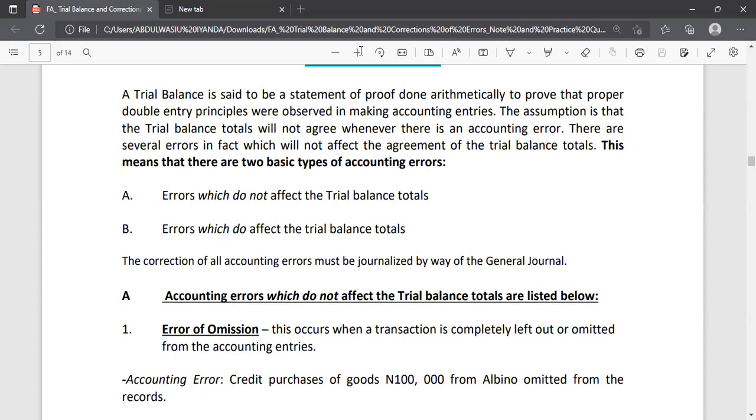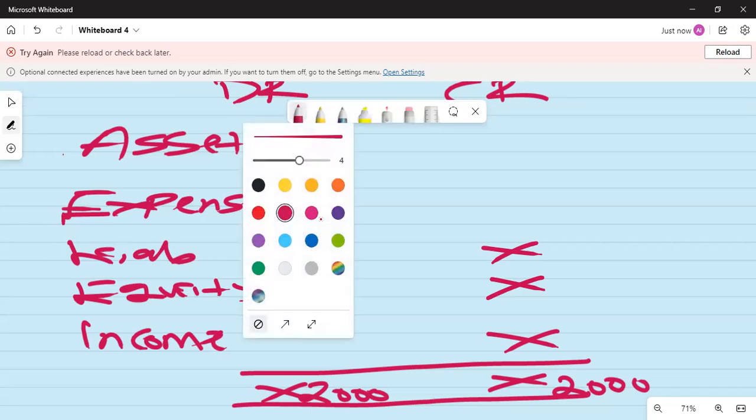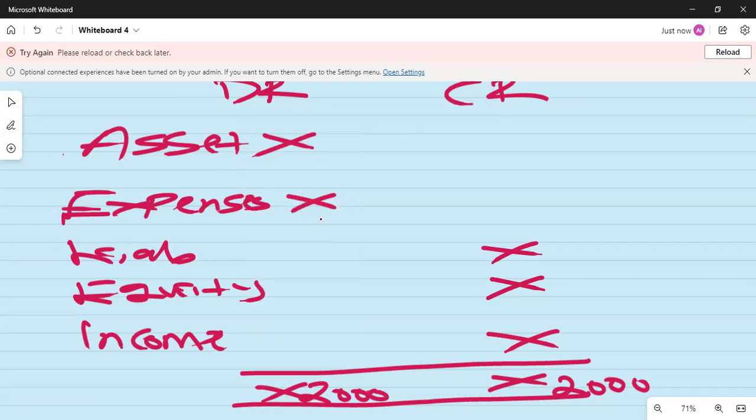Errors that will affect the trial balance are in the situation whereby we are going to be having a difference. Let's say, for example, the total of the debit side of this trial balance is 1,000, and the total of this one is now 1,500. So we are having a difference now. The two sides do not agree: 1,000 on the total of the debits and 1,500 on the total of the credits.